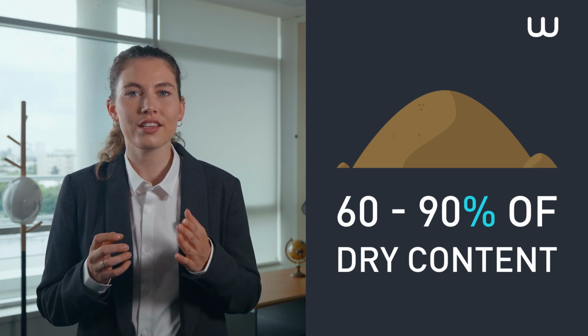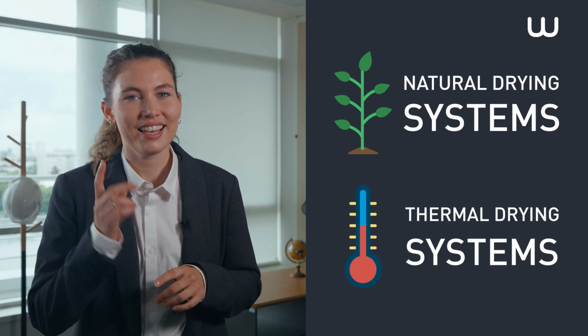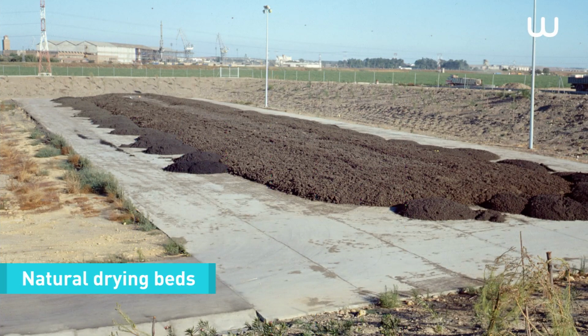Two main drying systems are used: natural drying systems and thermal drying systems. Let us look at natural drying systems. Among these, we will look at natural drying beds and reed drying beds. In the case of natural drying beds, sludge to be treated is sent to a sand bed. This is a two-stage process.